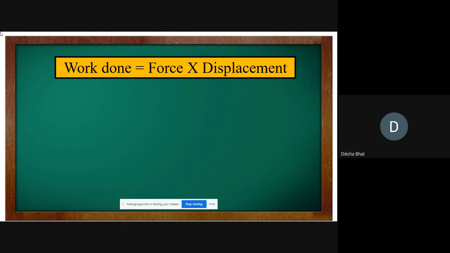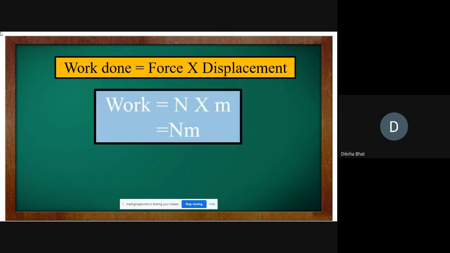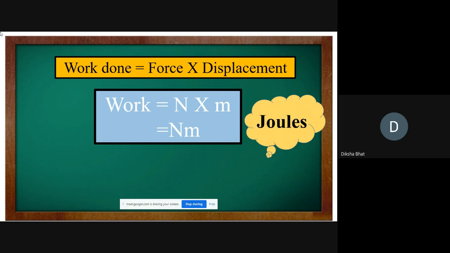Now, in order to find the unit for work done, we have to multiply the unit of force to unit of displacement. Now, what is the unit of force? Newton. Yes, and what is the unit of displacement? Meter. So, what will be the unit of work done? Newton meters. Yes, correct. The unit of work done is Newton meters. Joules is also a unit of work done.